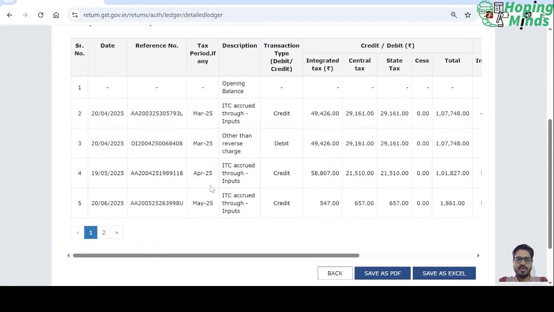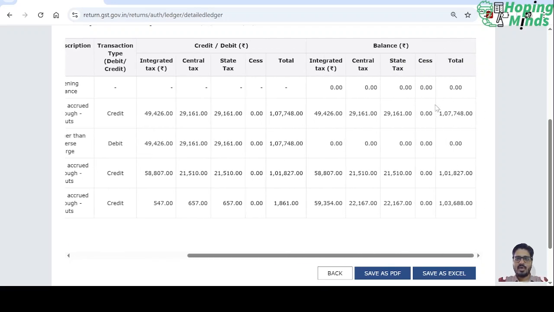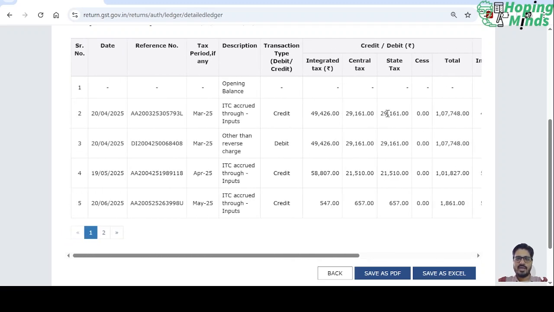On 20th April, we have filed the return for March, that is tax period March. ITC accrued through inputs. The moment we accept the input tax credits in the 3B return, it will get credited to the credit ledger. We had a credit of 49,426 towards IGST, 29,161 and 29,161 towards central and state taxes. So once we accepted this, our total credit was 1,07,748.